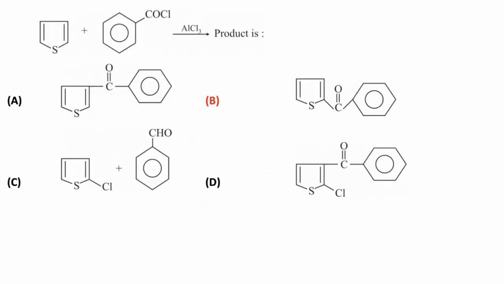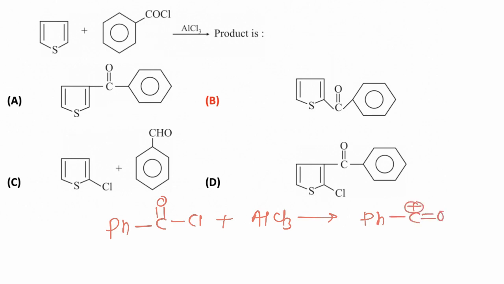In this question we have to find the product of the reaction. Now benzoyl chloride, PhCOCl, on reacting with AlCl3 will form the PhCO positive carbocation, which acts as an electrophile, along with formation of AlCl4 negative. Now this electrophile will attack on thiophene.